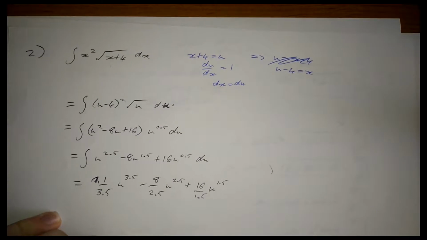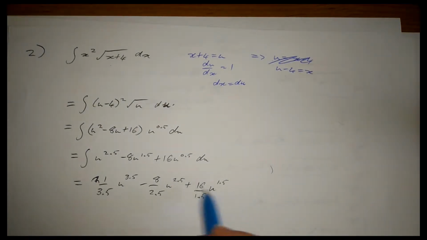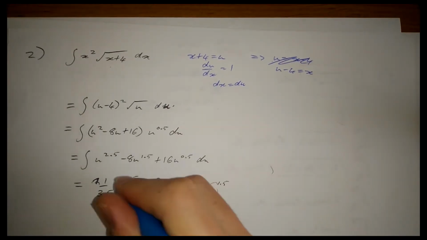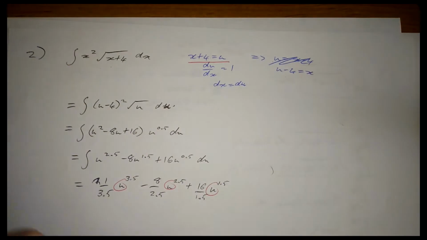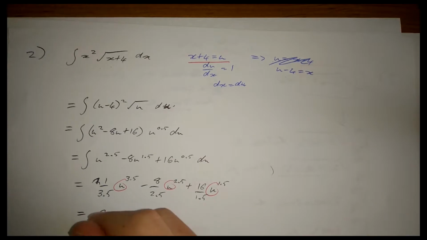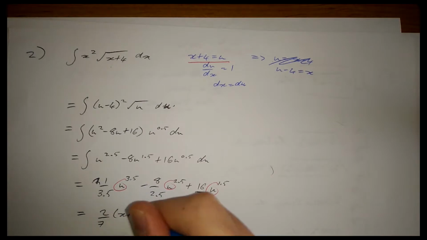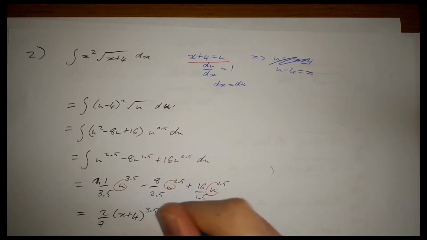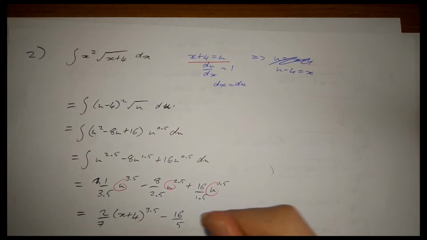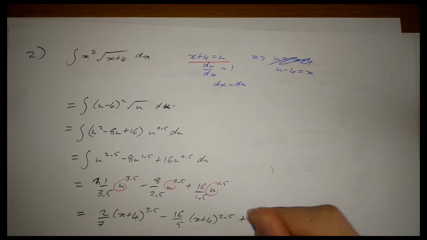So now we need to get in terms of x again, so we need to get rid of these u's. Well, we just substitute that in again. So I'm just going to double each of the numerators and denominators to get these all in integers, because you don't like fractions. So 2 on 7 x plus 4 to the 3.5 minus 16 on 5 x plus 4 to the 2.5 plus 32 on 3 x plus 4 to the 1.5 plus our constant of integration.